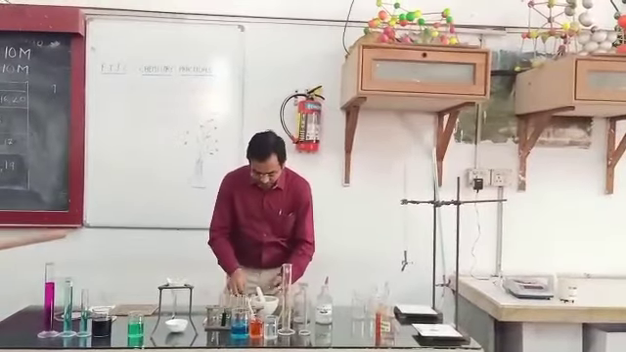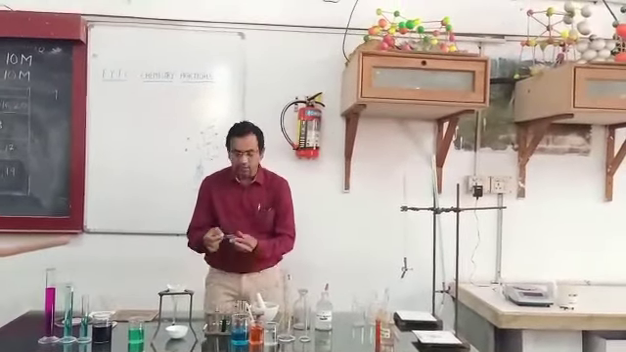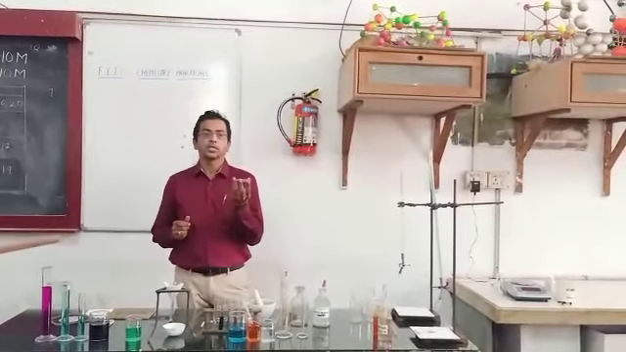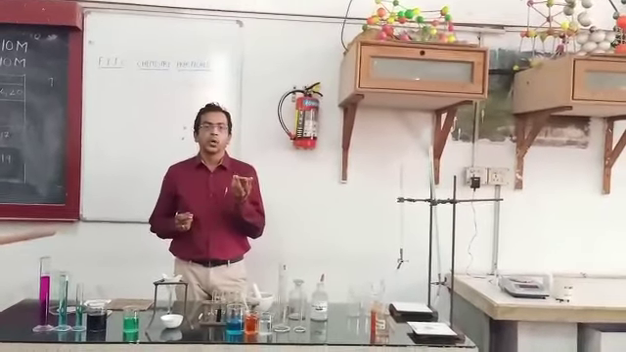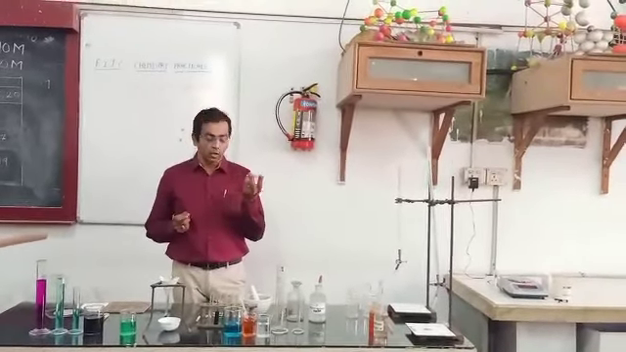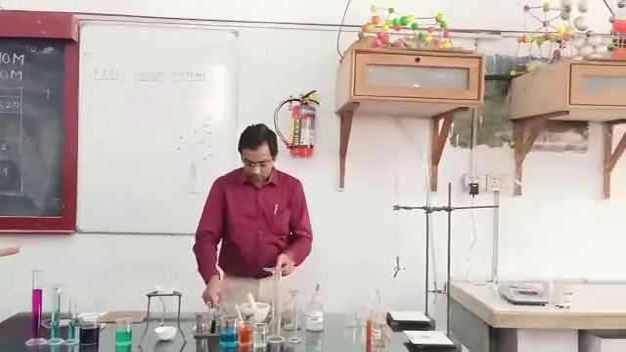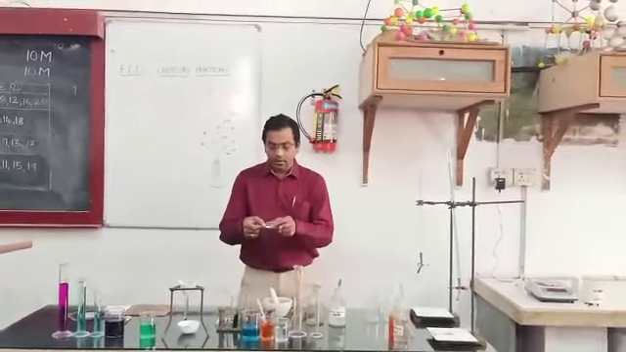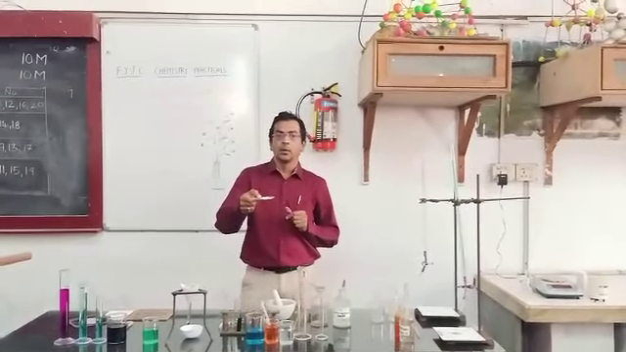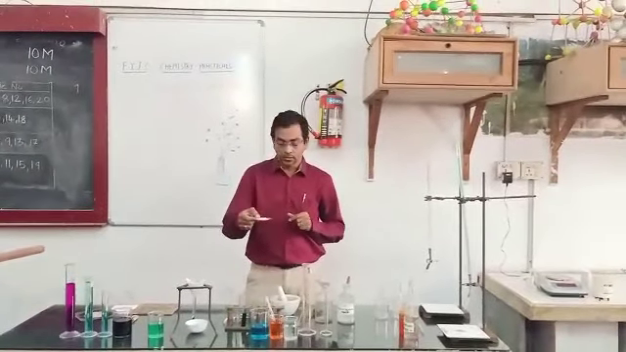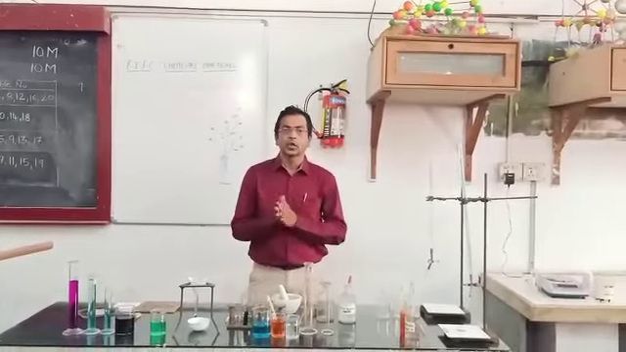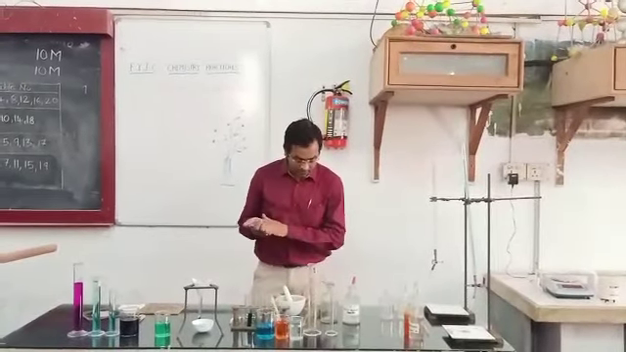Then I have this watch glass. Mostly we use a watch glass to perform acidic radical tests, or to take a salt like this. Here I took copper sulfate, or you can say ammonium chloride crystals, to perform an acidic or basic mixture experiment.